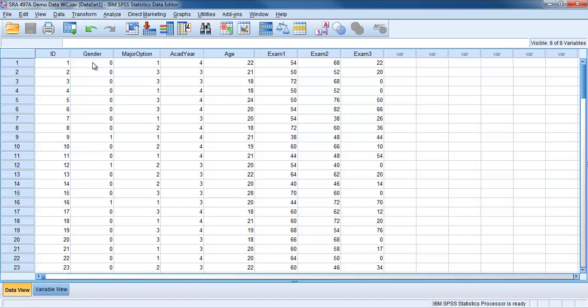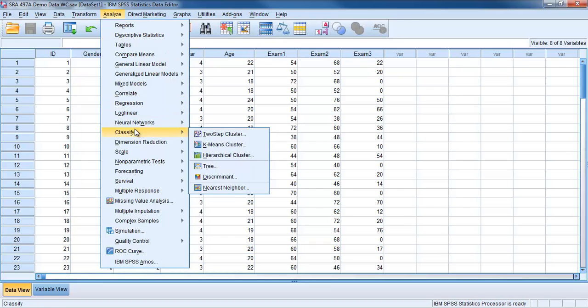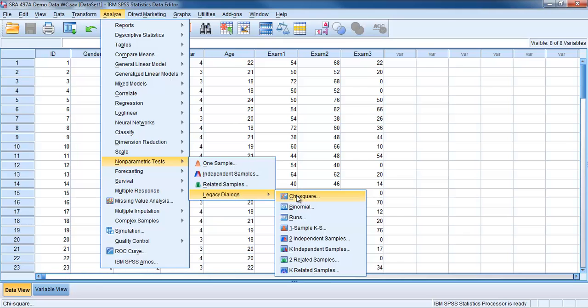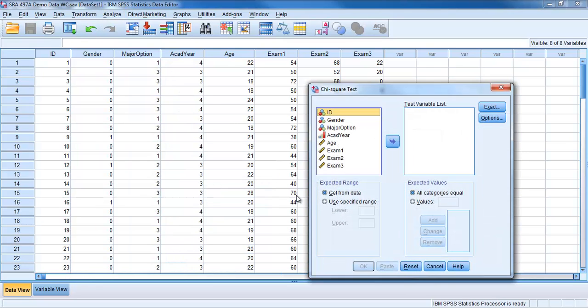Step 1. Go to Analyze, Non-Parametric Tests, Legacy Dialogs, Chi-square. Step 2. Select Gender and move it over to the test variable list by clicking the embedded arrow. Then click OK.